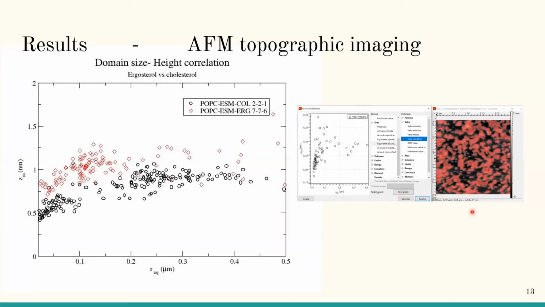Doing the grain analysis, which Professor Ortega already mentioned, you get this really nice curve that correlates the size of the domain to the relative height between each phase. What we can see here is that in order to get a really high difference between the POPC region and the sphingomyelin region, you need big domains. But it's always the case that for ergosterol, the relative height is higher than for the cholesterol containing bilayer. So this is very interesting. This would be a conserved property, even if you go to very small domains.